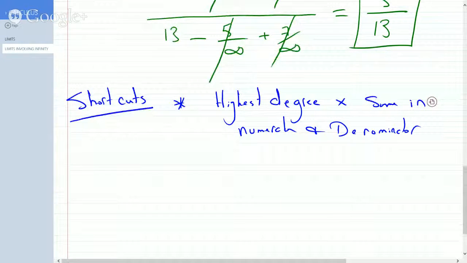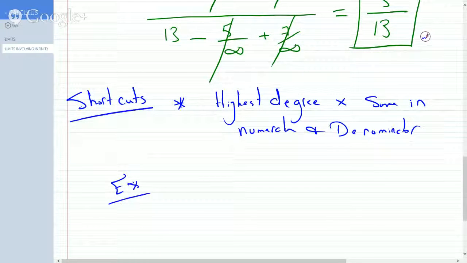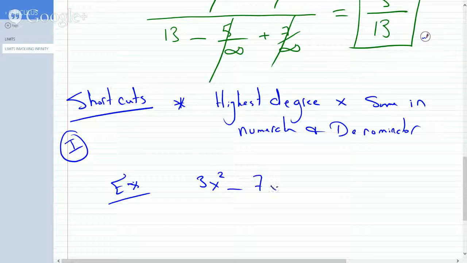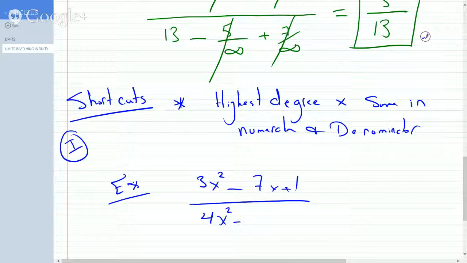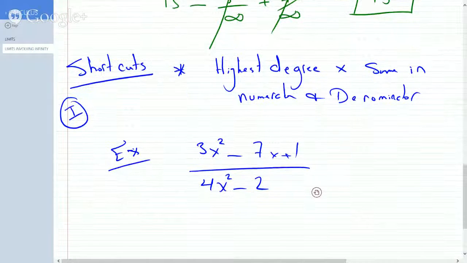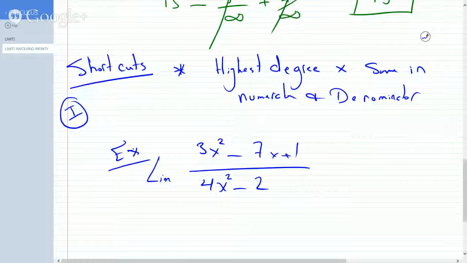So what do you do? Example. Okay, so this was case 1. We are discussing now 3x squared minus 7x plus 1 over 4x squared minus 2, and then we are taking the limit as x goes to minus infinity.